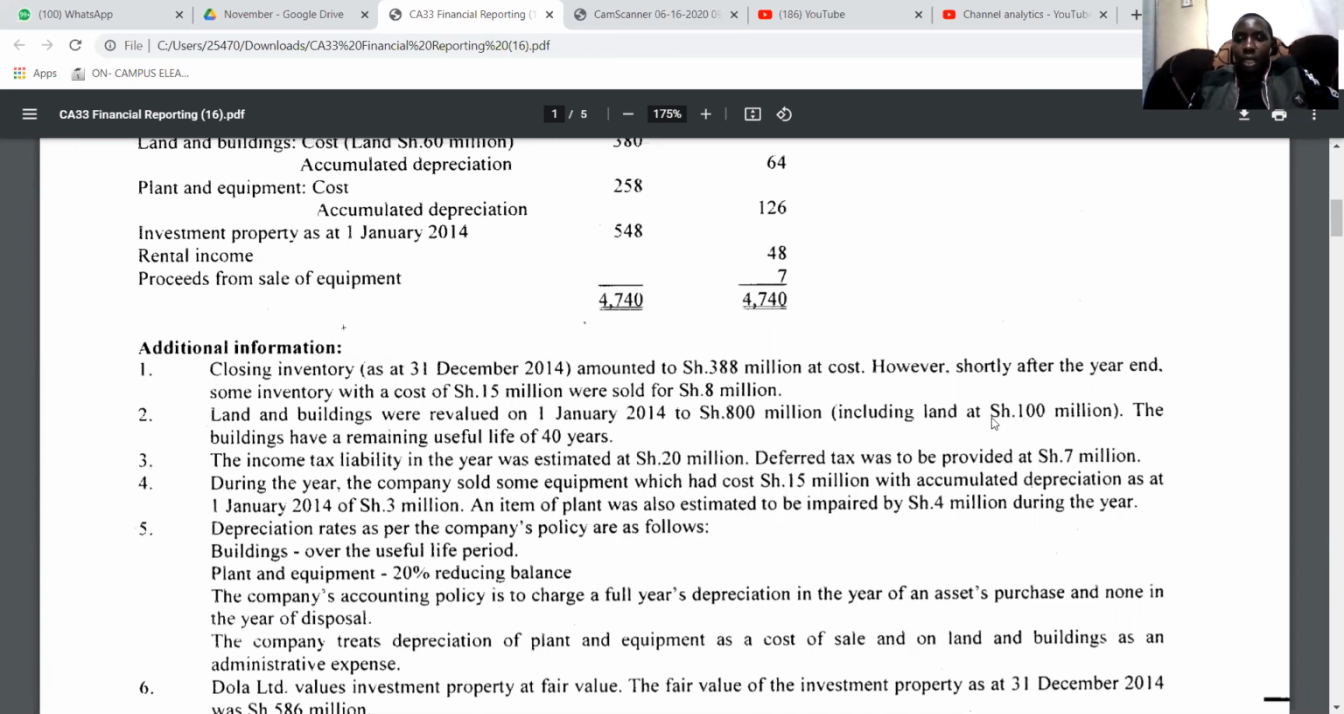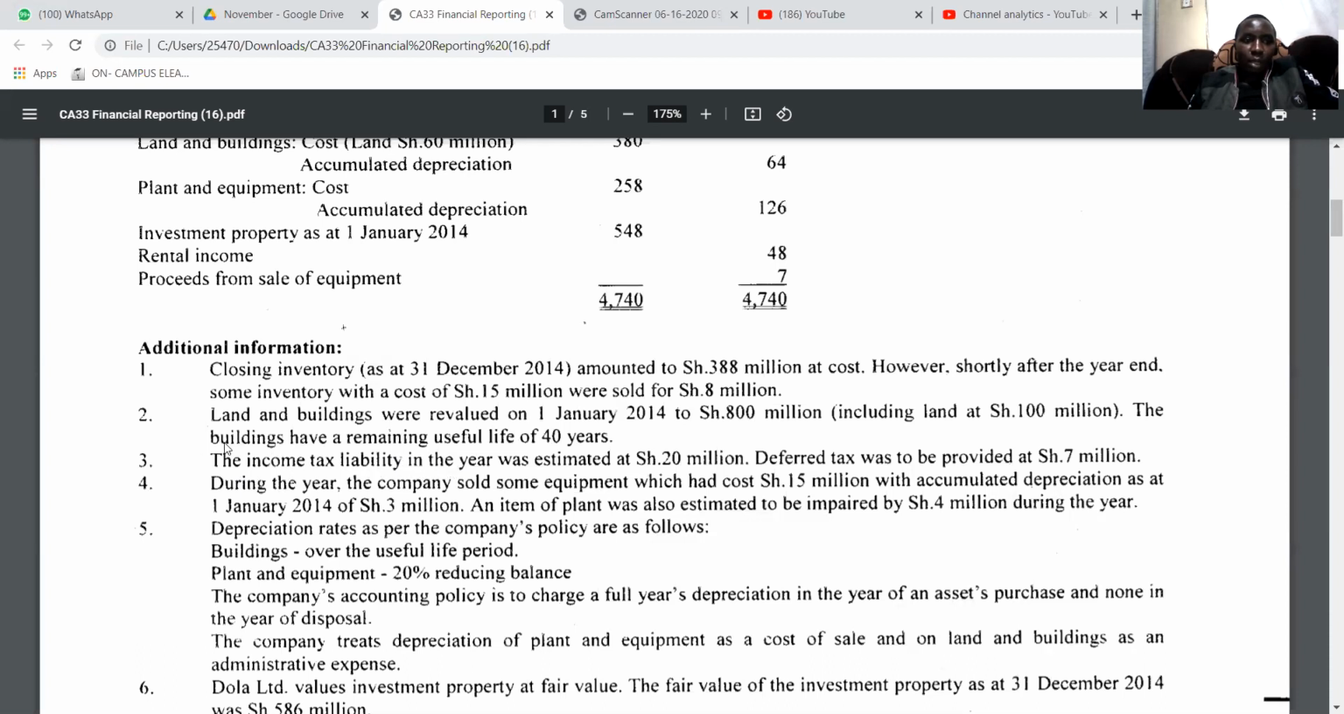They have said, including land, at 100 million. So the buildings have a remaining useful life of 40 years. So number 3, the income tax liability.